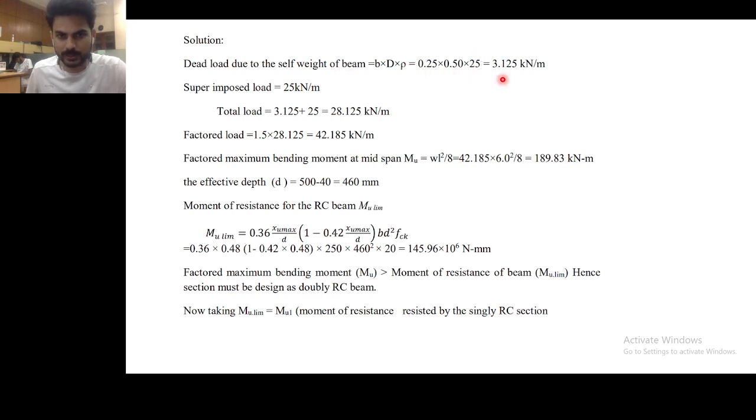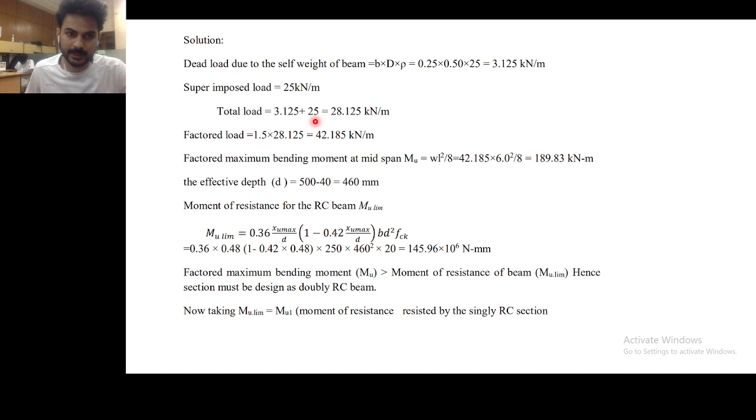So by putting that, we will get the dead load, and the superimposed load they have directly given as a UDL. So directly we can add this and this. So this is the total load coming onto the beam. Okay, so this is 28.125 kilonewton per meter UDL. By adding the dead load in that, this is coming onto the beam.